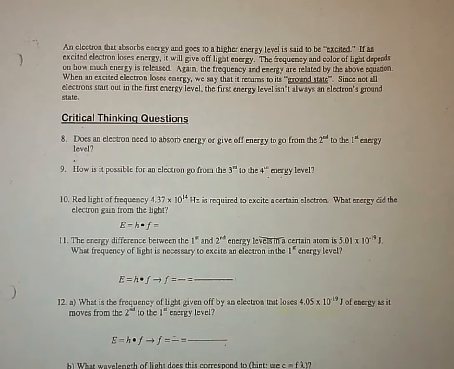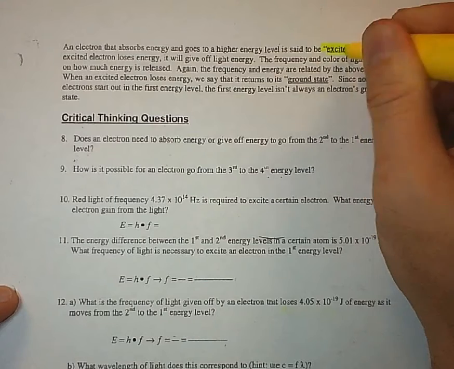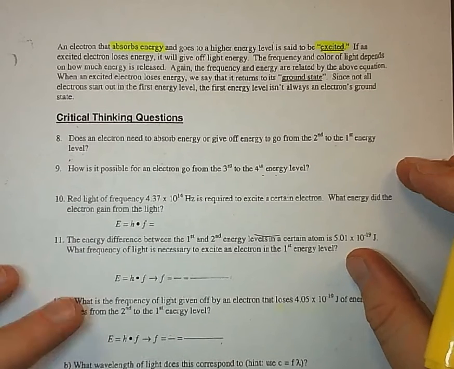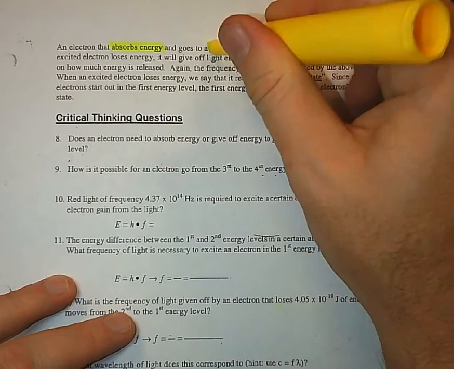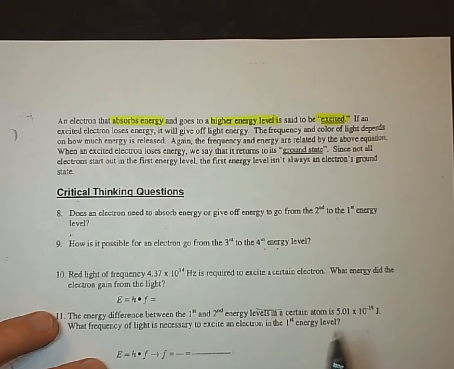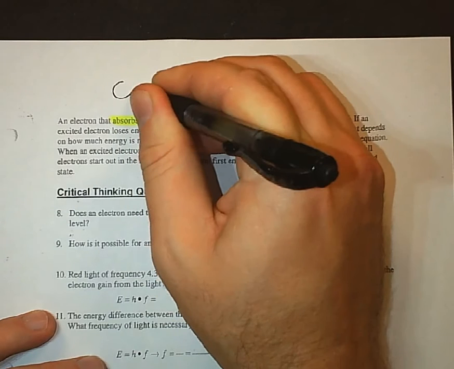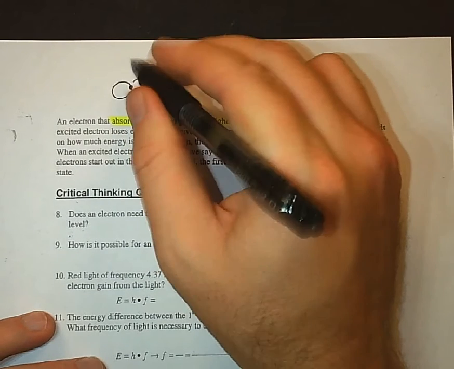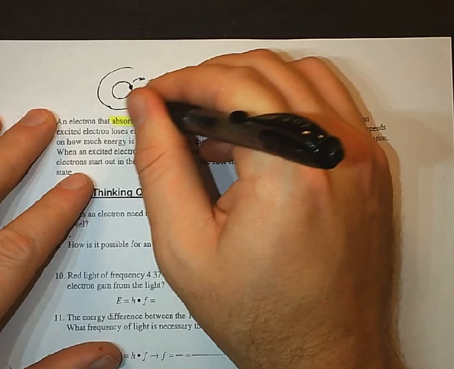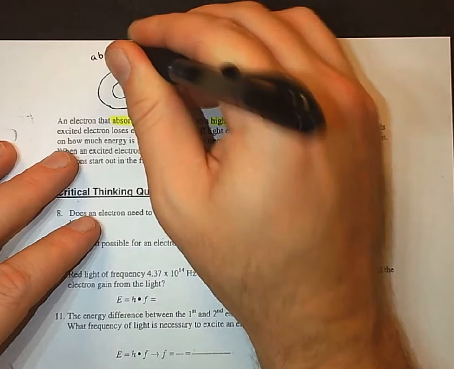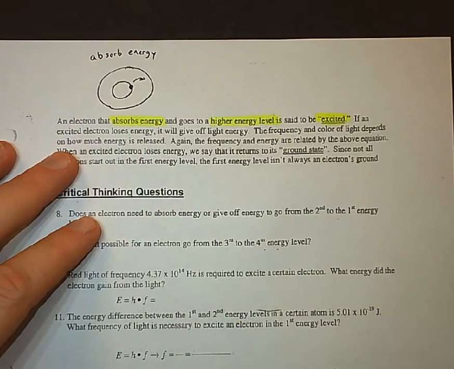An electron that absorbs energy and goes to a higher energy level is said to be excited. So for absorbing energy, we are excited, and we move to a higher energy level. Let's draw that really quickly. At the very top here, we're going to draw our first shell. We have one of our electrons, and if it jumps up to a higher shell, we're going to absorb energy. And this is what is said to be excited.